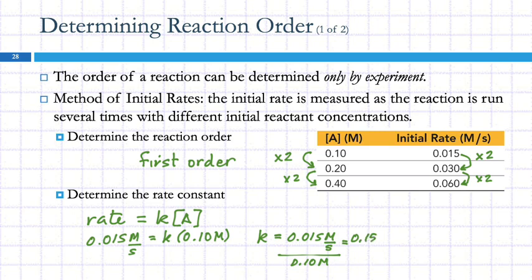And then what are the units going to be? Per second. So the molarities cancel out. And so I can write this 0.15 over second. I can say 0.15 per second, or I can call it 0.15 s to the minus 1, or I guess you could also say 0.15 1 over second. Make sense?